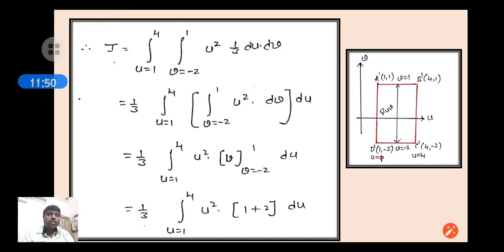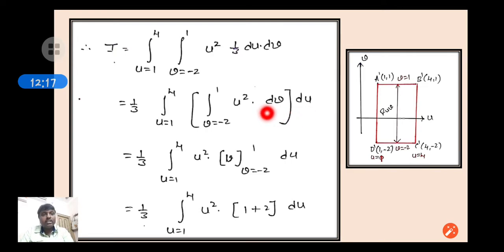No need to follow a particular order. You can go through any order. Here 1 by 3 is constant. The outermost integration I am taking is with the u limits, that is my choice. Integration u is equal to 1 to 4. Now the internal integration inside the square brackets, v is equal to minus 2 to 1, u square dv du.